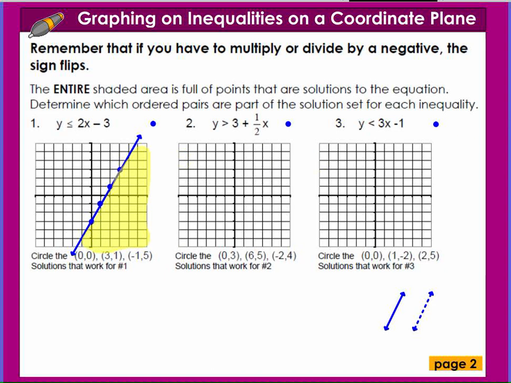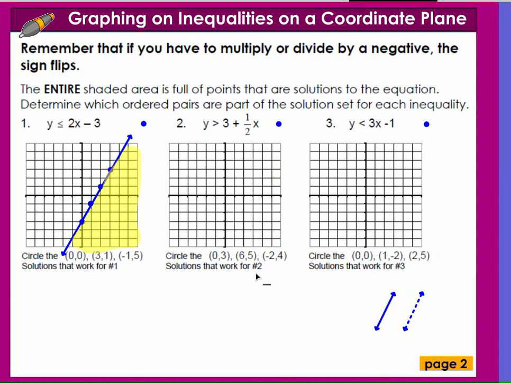All right, let's look at the next one. Oh, wait, we didn't finish that. Here it says circle one of the solutions that's going to work. So anything that falls, how can I forget this? This is so important. Anything that falls into the shaded area is going to be a solution.